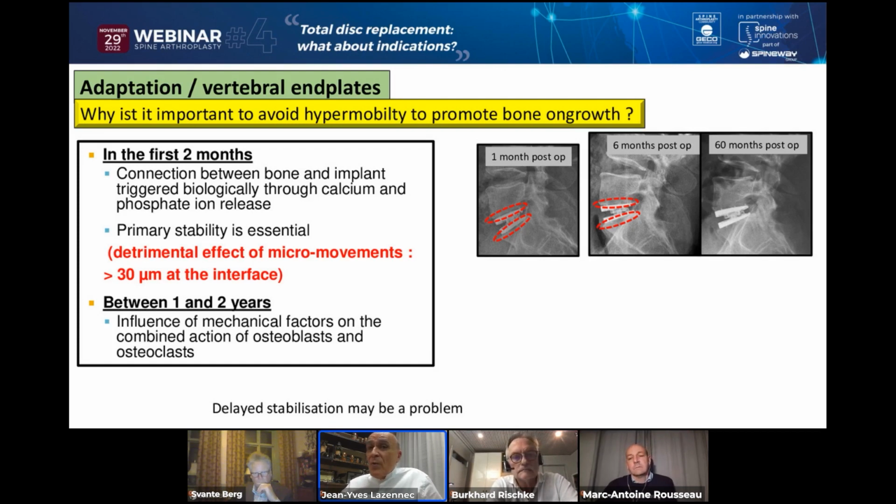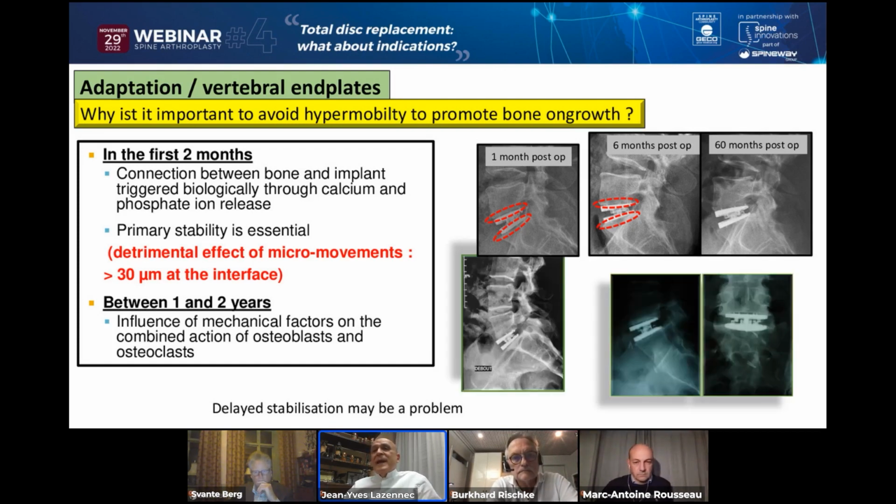And after 1 and 2 years, of course, we have remodeling of bone due to mechanical factors. In those examples, for instance the bottom case on the left, you had a small slipping of the prosthesis, and then it was locked with good bone ingrowth, probably because the patient did not respect the limitation of mobility and he had a delayed bone integration.